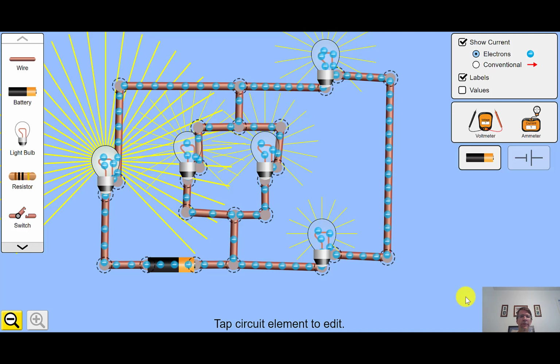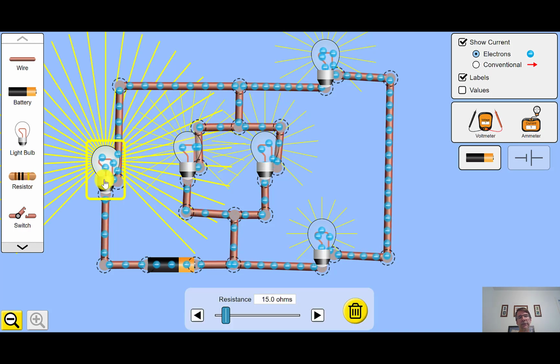And for the fun of it, and also for the purposes of reinforcement of what we just did, I've hooked up this circuit basically that we just studied. I've hooked it up with light bulbs, and I've set all the light bulbs to the same resistance, or close to the resistance from the worksheet we just did. If I click on this one here, down at the bottom it says 15 ohms. That's what that bulb is.